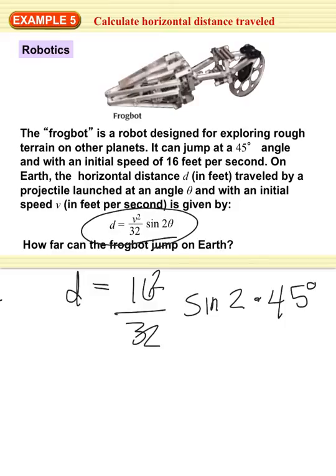I'm going to pull out my handy dandy calculator. 16 squared divide by 32. Then I have sine of 2 times 45. Okay, as you type everything in your calculator, make sure your mode is in degrees. And if you type all that in, you get D equals 8 feet.